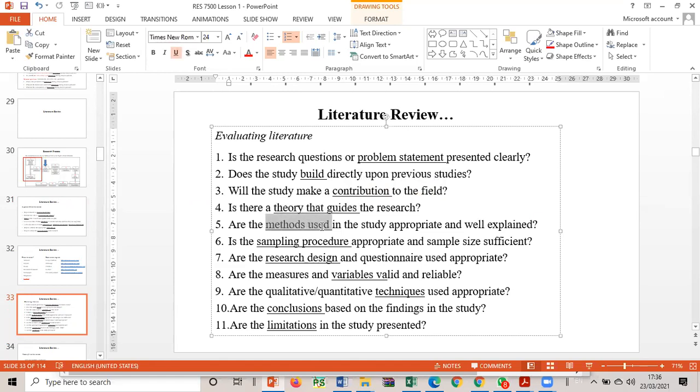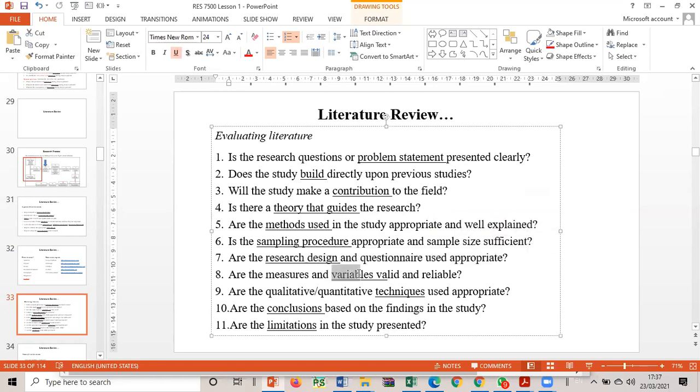Right? Methods used in the study. Quantitative, qualitative, is it appropriate? Is it explain why they use quantitative or qualitative? Sampling procedure, how did they take the sample? Later we'll do this. Research design, the questionnaire used, is it appropriate? Did they develop the one instrument within 1 week? Or did they use some validated instrument? That's very important.